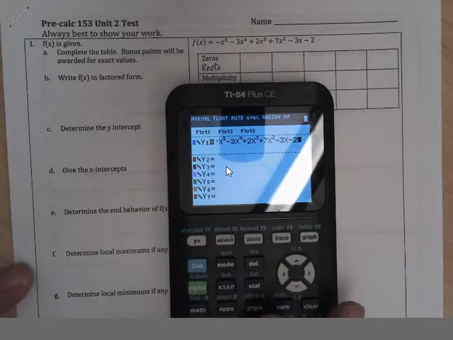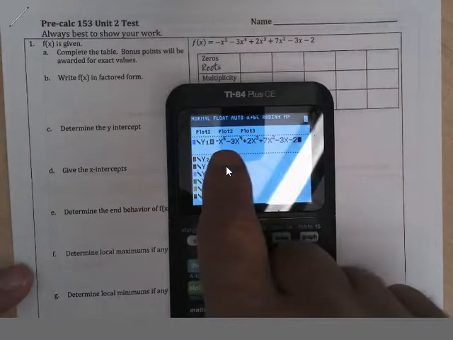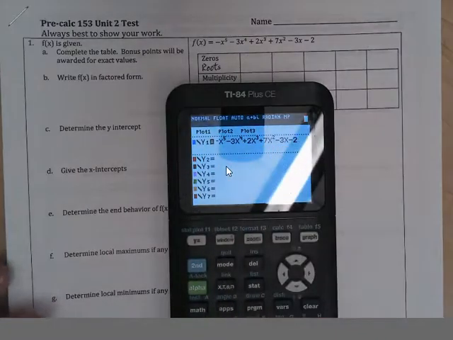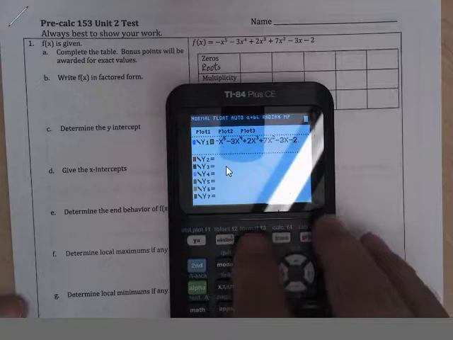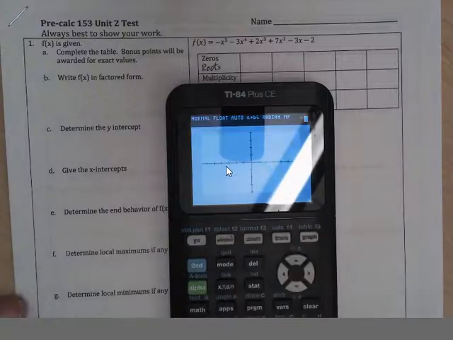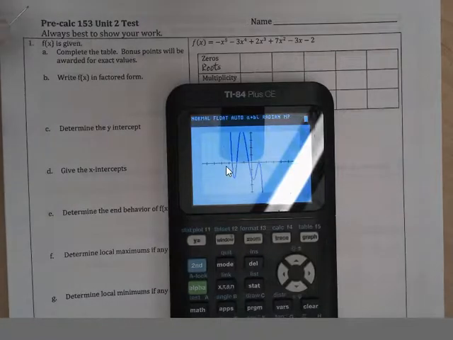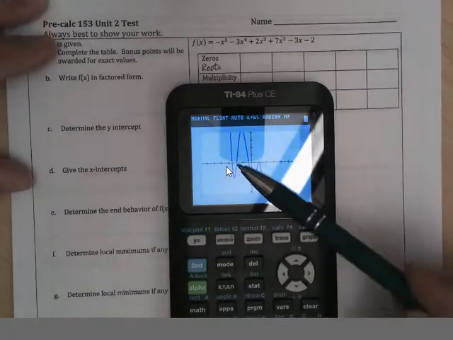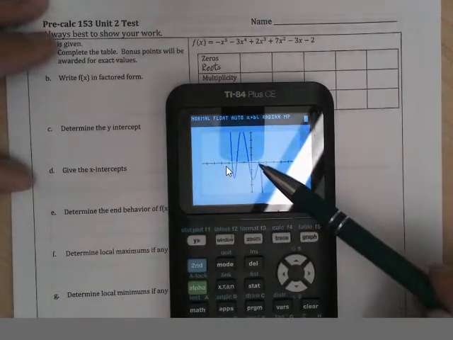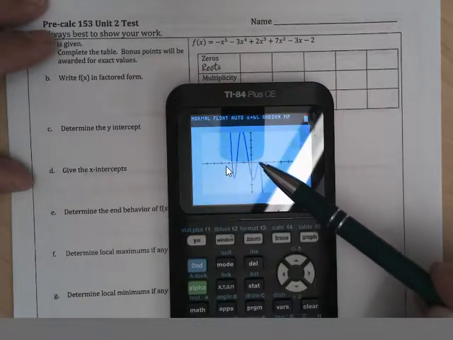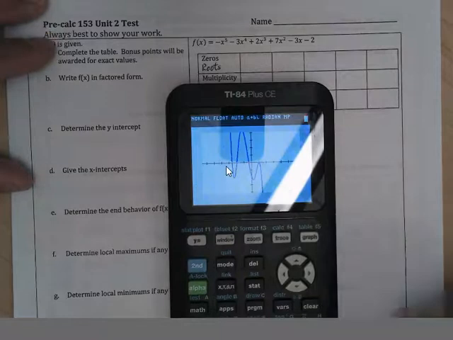Okay, if I've got this in, I'm going to double check here because that's where many students have trouble, not getting it in correctly, and it looks pretty good. I'm going to go zoom 4. Hopefully all the roots are between negative 5 and 5, and I see 1, 2, 3, 4, 5. The behavior is: bounce is a double, straight through, straight through, straight through, bounce.